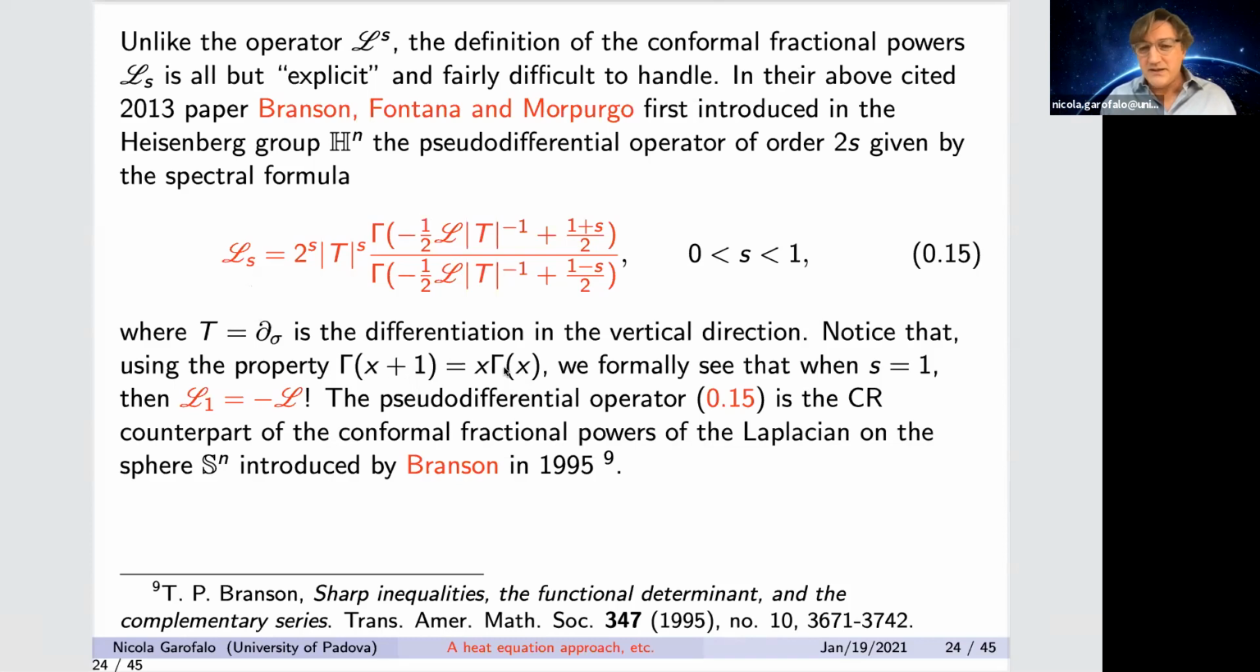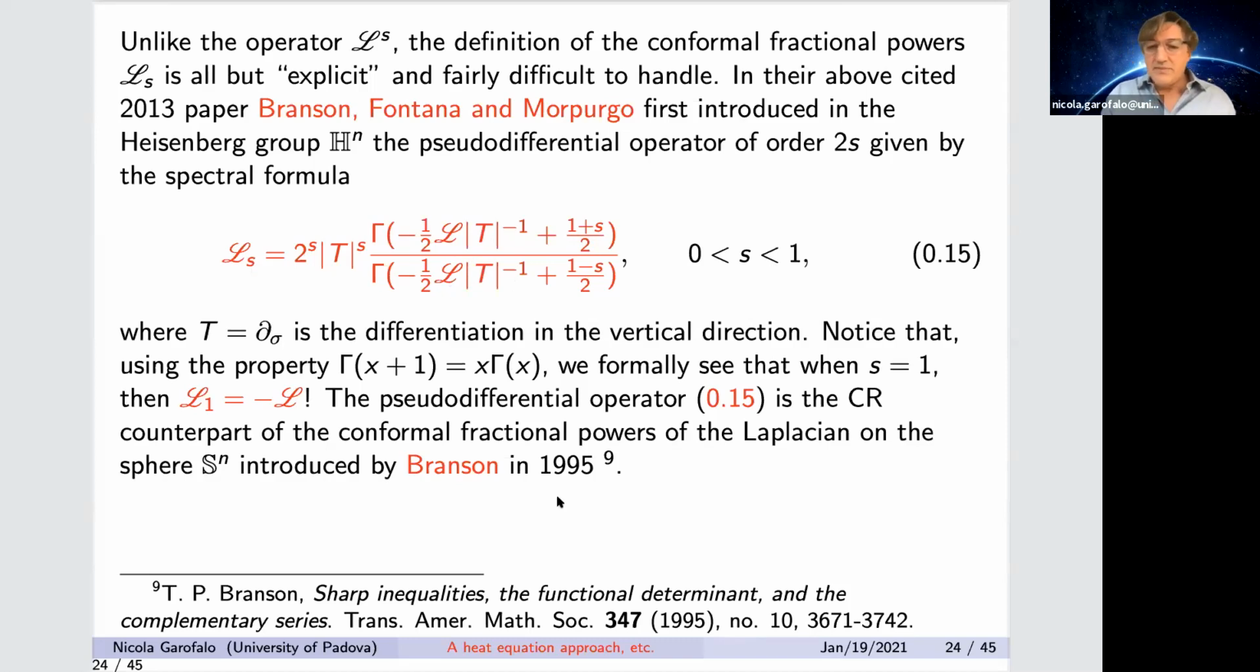It's very simple to check, just formally, using the standard important property of the gamma function, the factorial property, that when s is equal to 1, this term drops. And if we put s equal to 1 here, we have plus 1. If we apply this formally, we're going to get minus 1/2 L t to the minus 1. When we multiply by t, multiplied by 2, we get L. If we put s equal to 1 in this formula, we get minus L. However, for s strictly between 0 and 1, this operator is very, very different. It has very little to do with minus L.